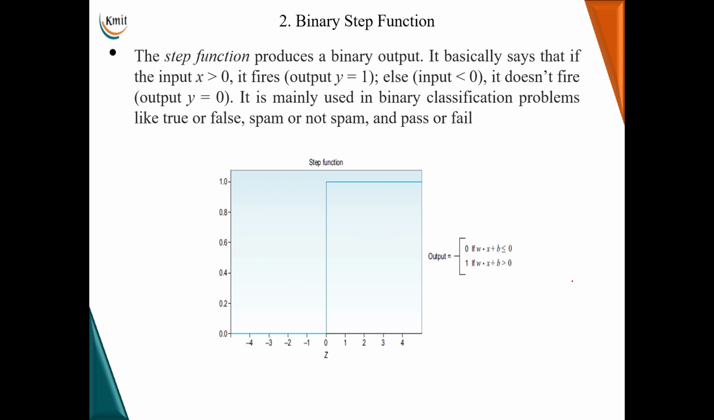Coming to the second type of activation function, the binary step function. The binary step function ranges between 0 and 1, which we have already discussed. If wx plus b is less than or equal to 0, the output is 0. If wx plus b is greater than 0, then the output is 1. That is, it is used for binary classification. It will classify as yes or no, spam or not spam, pass or fail, and so on.